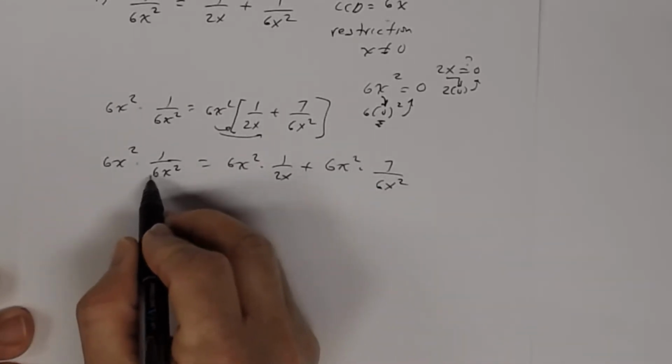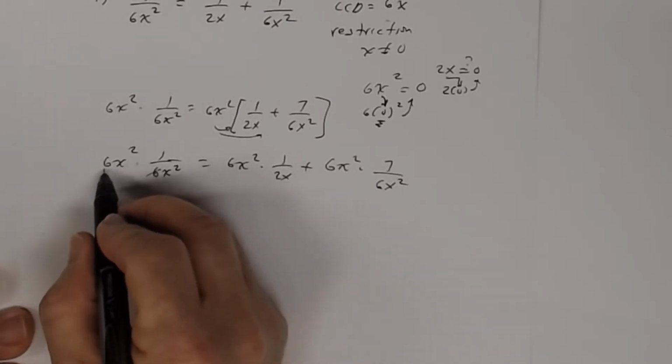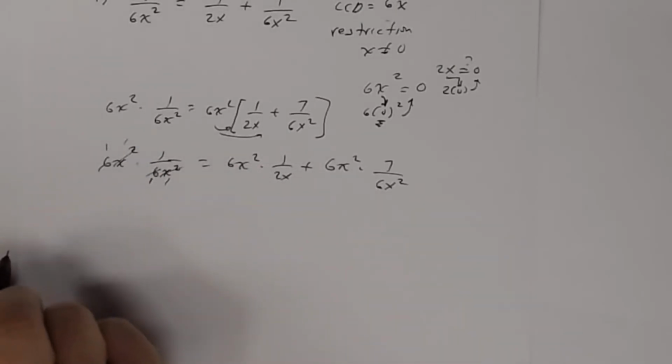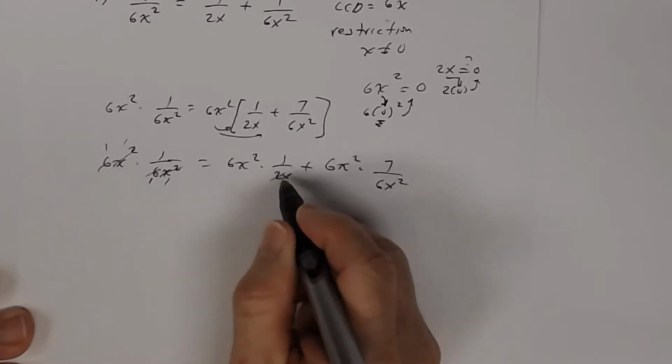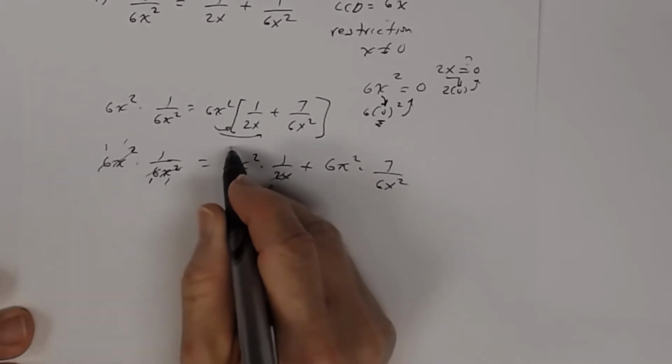So notice that the 6x squared that's in the denominator, the factor of 6 divides out, right? And then the factors of x squared divide out. And over here, this factor of 2 will divide out into this factor of 6. So 2 into 2 is 1, 2 into 6 is 3.